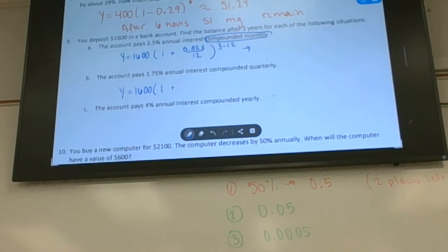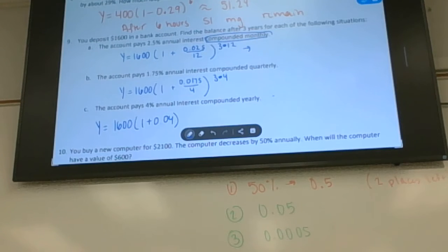Compounded quarterly changes your interest rate, but compounded yearly does not. You multiply out there by 12, because it's 12 times every year. So if it was 3 years, you got paid 36 times. You follow that?